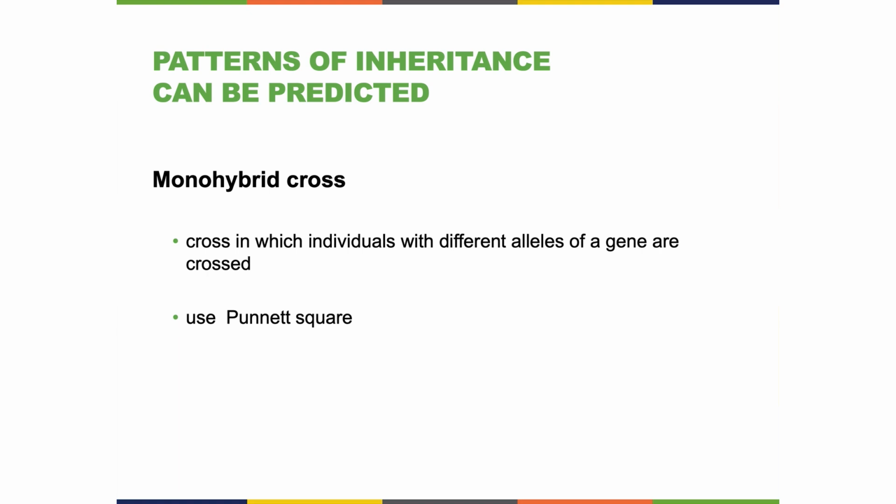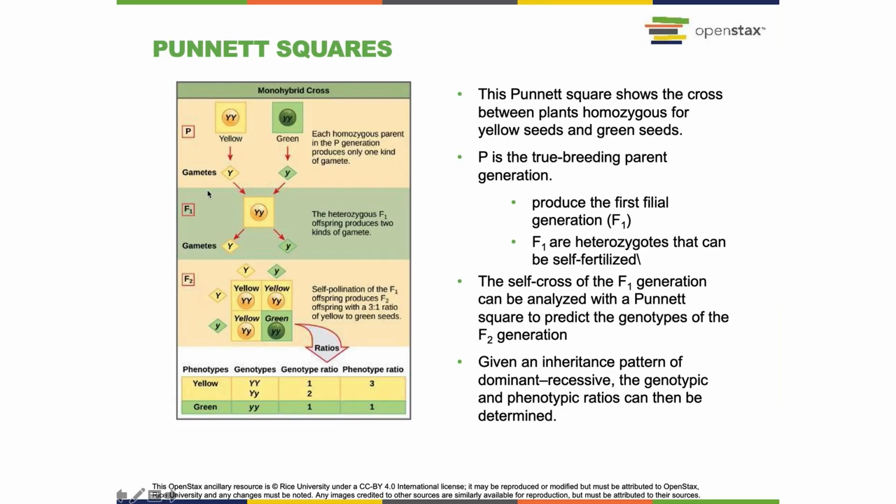Now, how did I know what those percentages should be? Well, because we can predict them using something called a monohybrid cross. And a monohybrid cross uses something called a Punnett square, where we take the possible gametes, possible alleles that someone in the first filial generation can contribute, and we put it in a Punnett square, and it's kind of like a multiplication table where we just bring down the various letters and multiply them. So let me show you what it looks like.